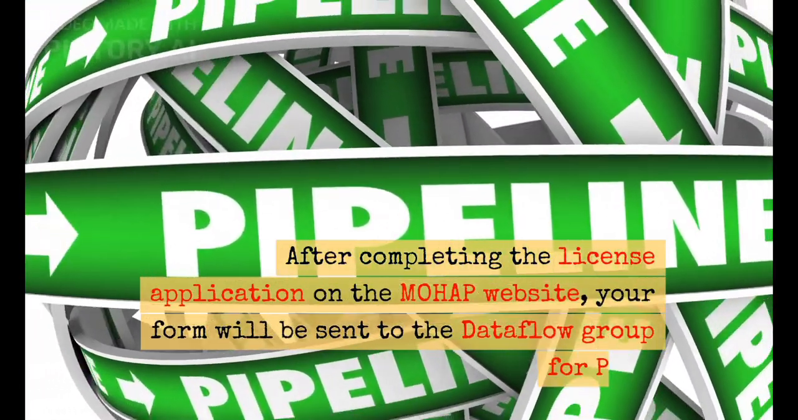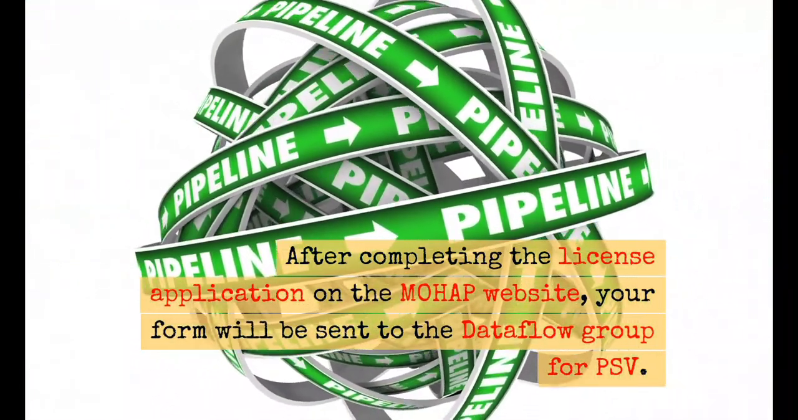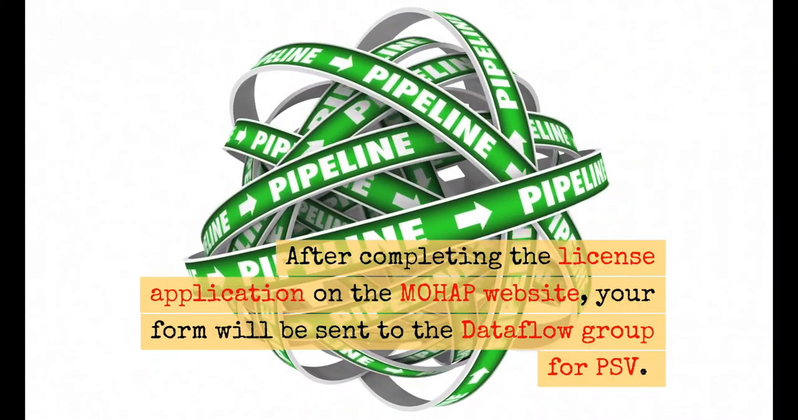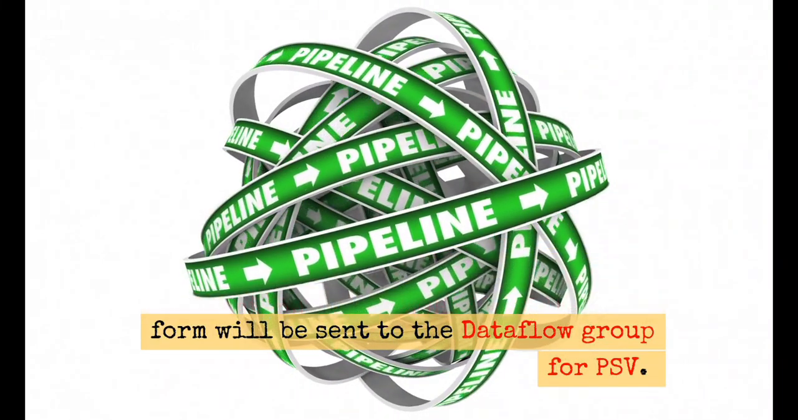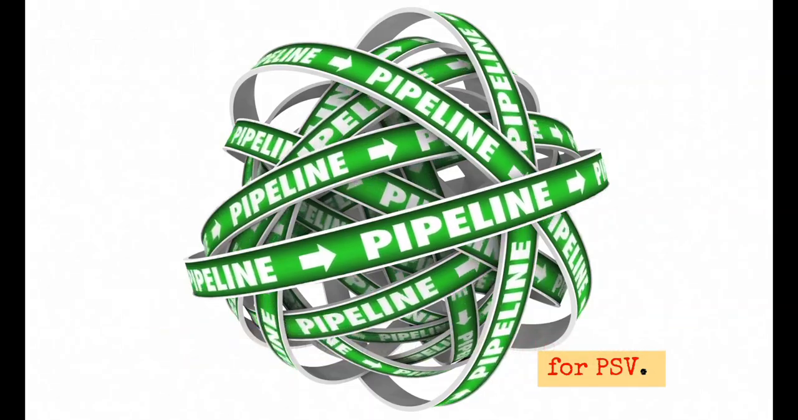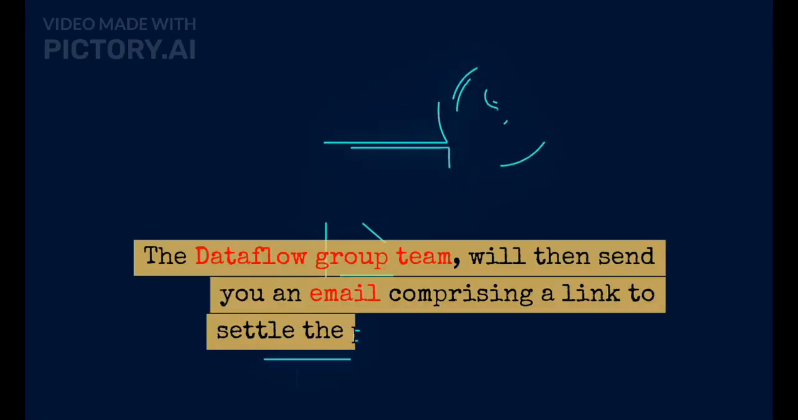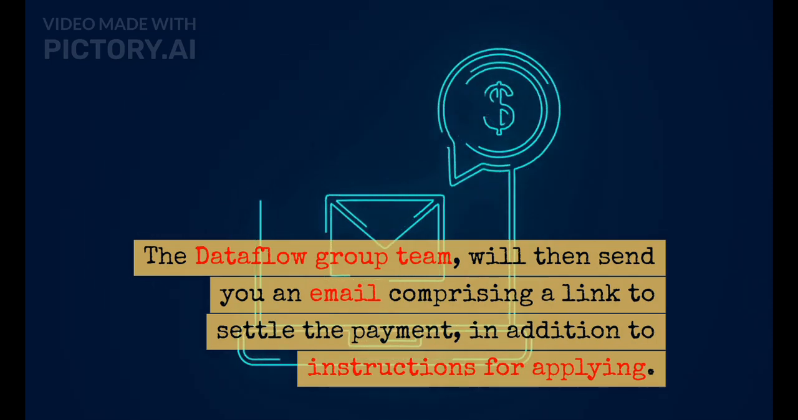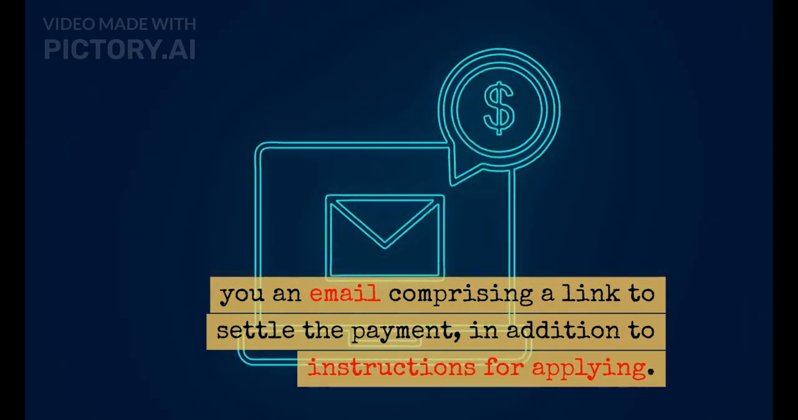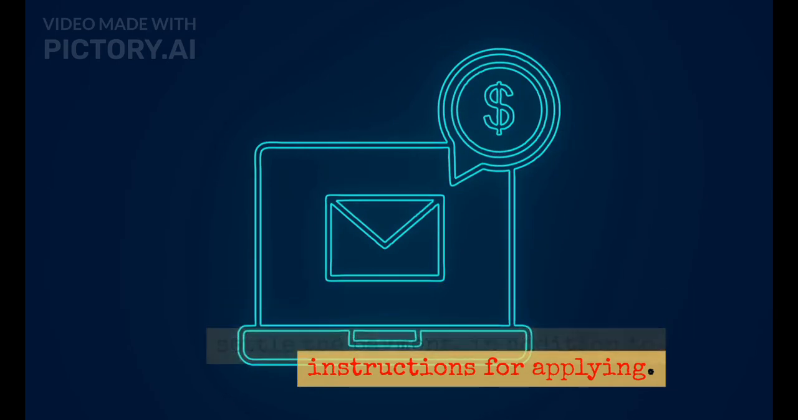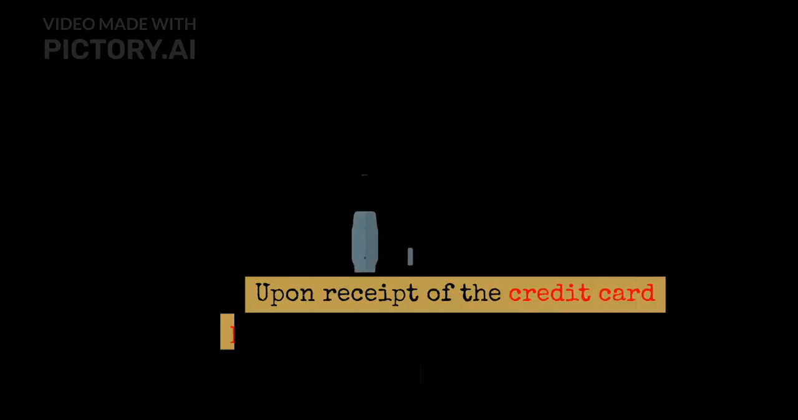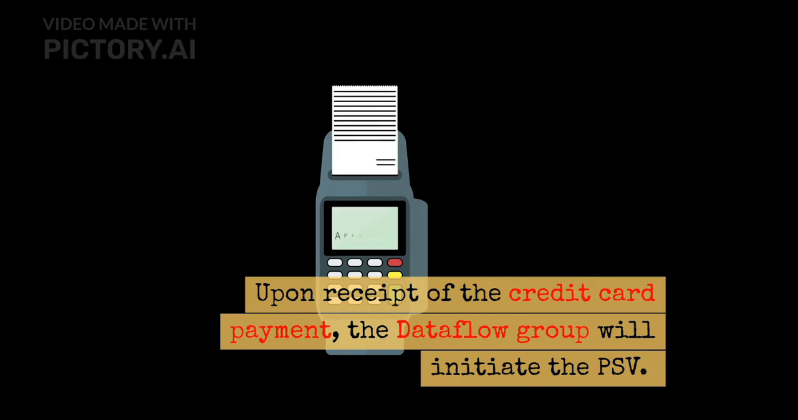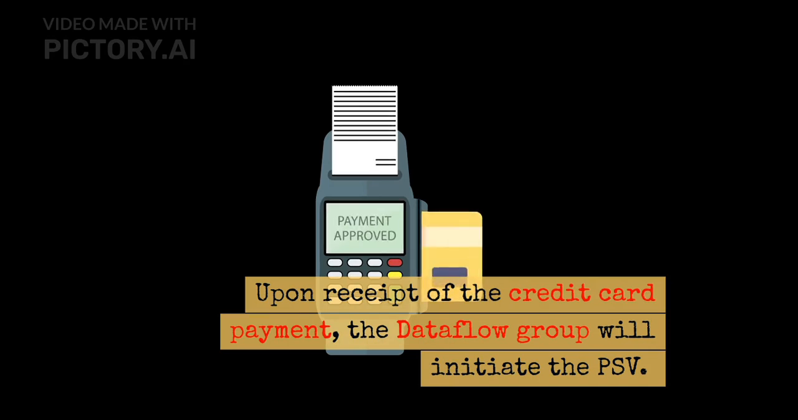After completing the license application on the MOHAP website, your form will be sent to the Dataflow group for PSV. The Dataflow group team will then send you an email comprising a link to settle the payment, in addition to instructions for applying. Upon receipt of the credit card payment, the Dataflow group will initiate the PSV.